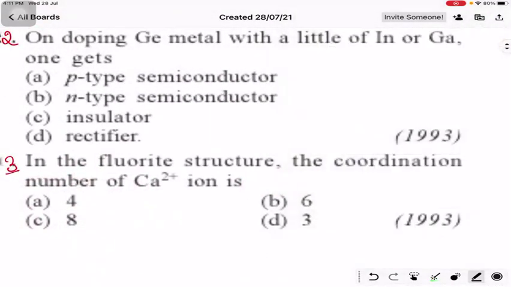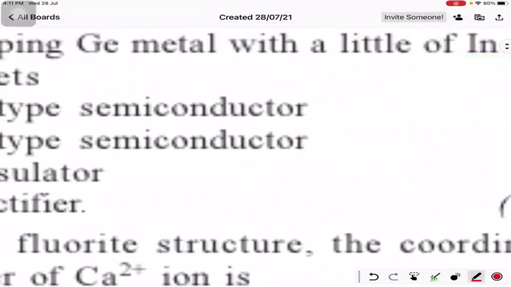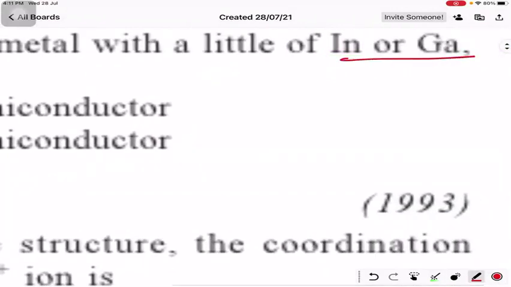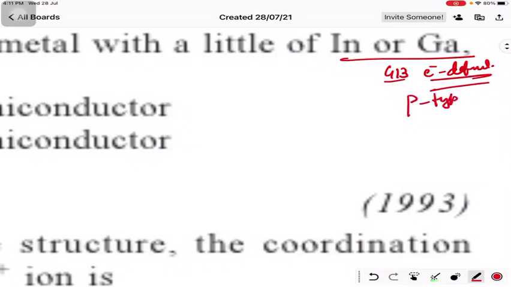Next question is on doping germanium, this is group 14, with indium and gallium. So this is group number 14 and we are doping it with indium or gallium, these are group number 13. These are electron deficient, means this will make lattice deficient. P-type semiconductor will be obtained.